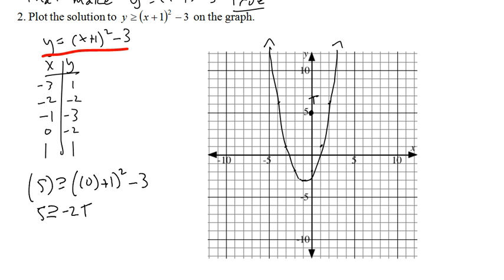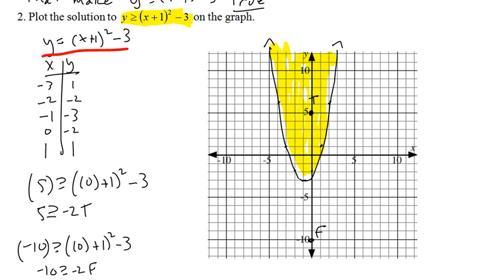Okay, and now let's check a point on the other side of the parabola. So let's check down here at (0, -10). So we get -10 is greater than or equal to -2, and that, of course, is false. So my solution is going to be on this parabola or anything on the inside of it. There we go. So that's all the values of x and y that are going to make that inequality true.